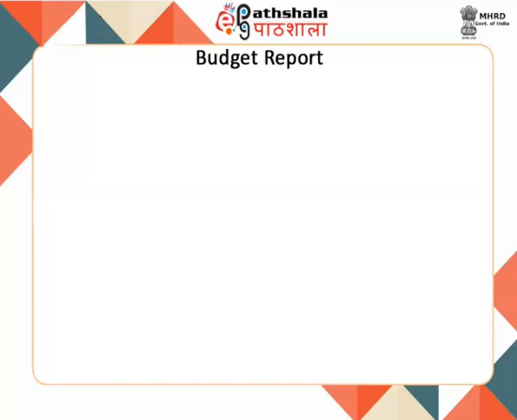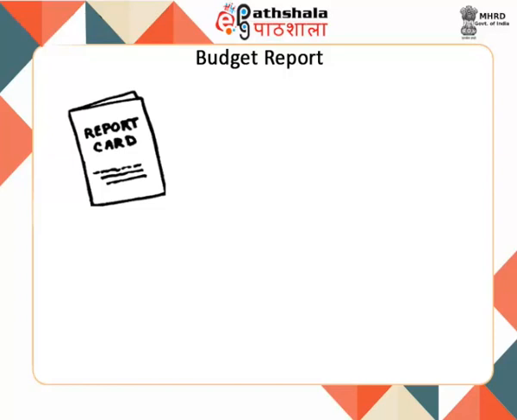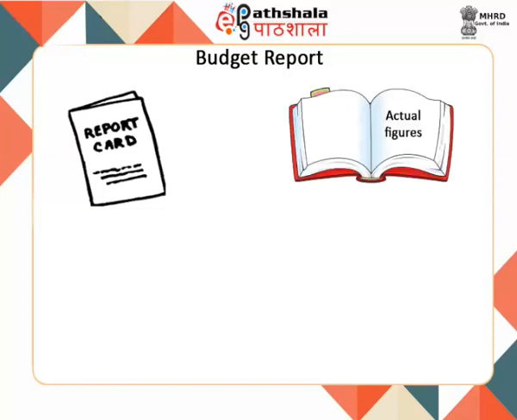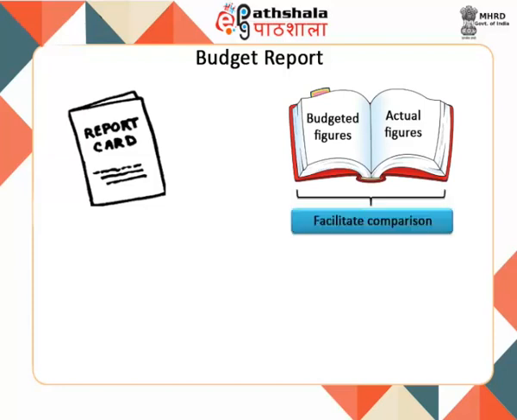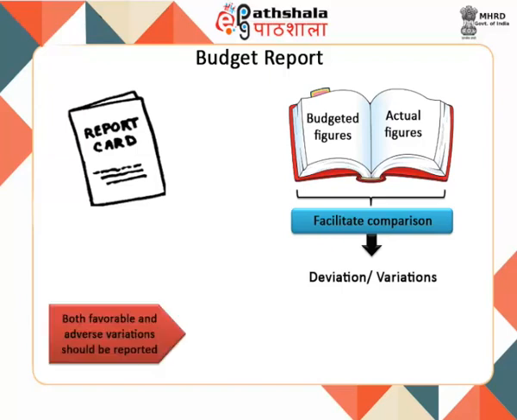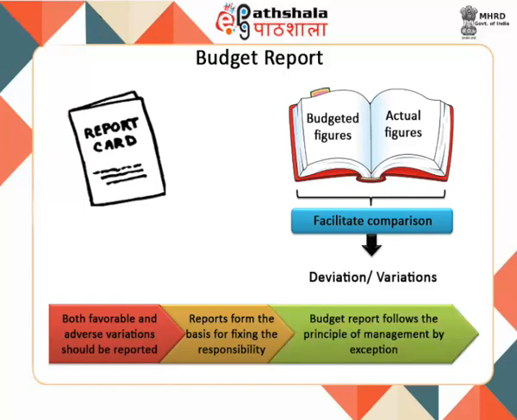Budget report is like a report card of a budget center. In this report, the actual figure and the budgeted figures are reported side by side to facilitate comparison and determine deviations or variations. In the report, both favorable and adverse variations should be reported with necessary comments or reasons. These reports form the basis of fixing the responsibility and taking corrective action. The budget report follows the principle of management by exception.